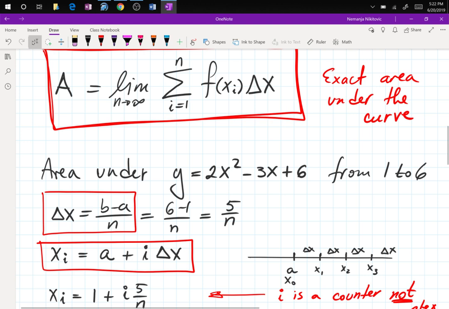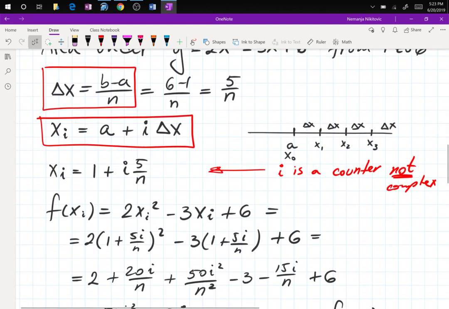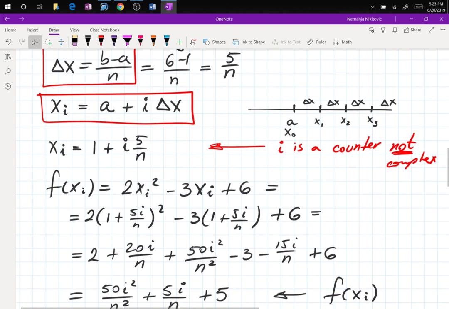So, to get to the first xi, you will have x0 plus 1 delta x. To get to x2, you have a plus 2 delta x's. So you see that this one quickly picks up I, because I becomes 1, 2, 3, 4, 5 as you want to reach any destination. So now we calculated delta x, and we finally have xi, because a is given as 1, and delta x is 5 over n. So we also have xi.